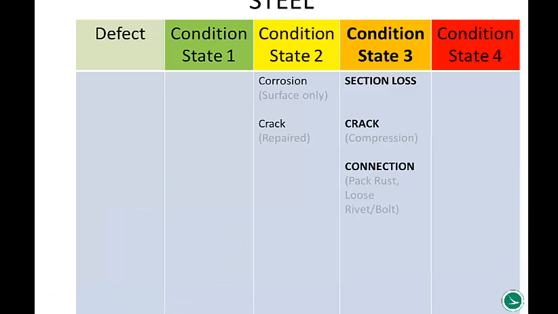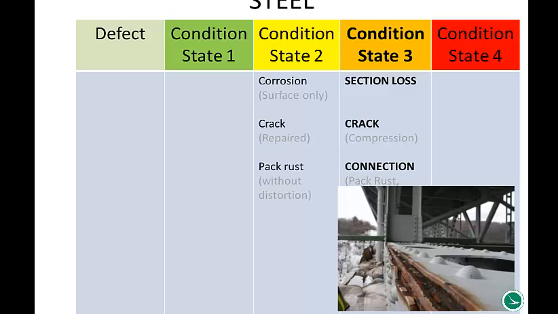The third defect would be connection, and think of loose bolts or missing bolts, missing rivets, or even pack rust. There's a distinction in the manual that we say pack rust with distortion and pack rust without distortion. The pack rust that is initiated, you can see corrosion bleeding through, where there's no distortion, place those in condition state 2. If there is distortion, leave those in condition state 3. The photo on the bottom right would be with distortion. You can see the wavy top plate.